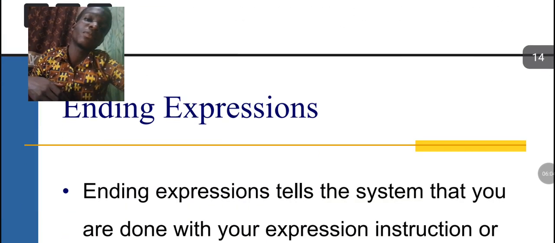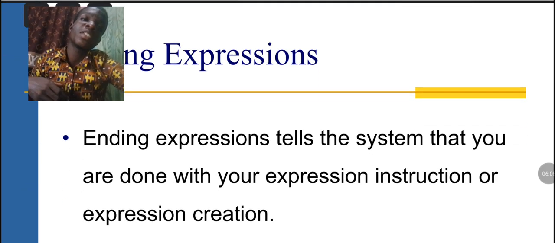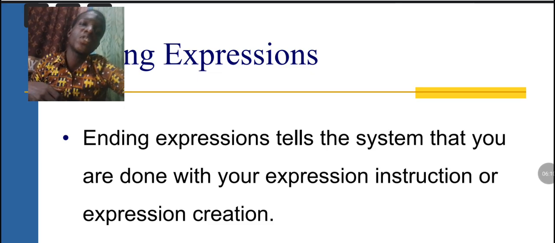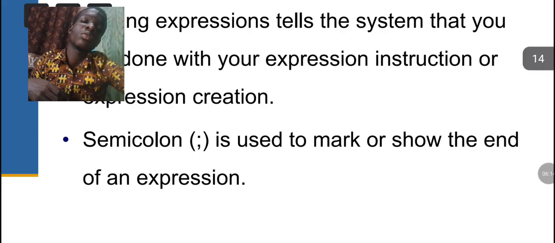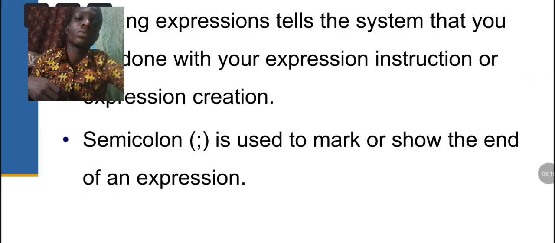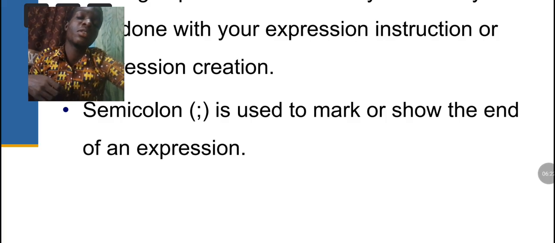Now, ending an expression. Ending an expression tells the system that you are done with your expression, like an instruction. You end it with a semicolon. The semicolon is used to mark the end of an expression. In programming languages, we use a semicolon to end an expression.